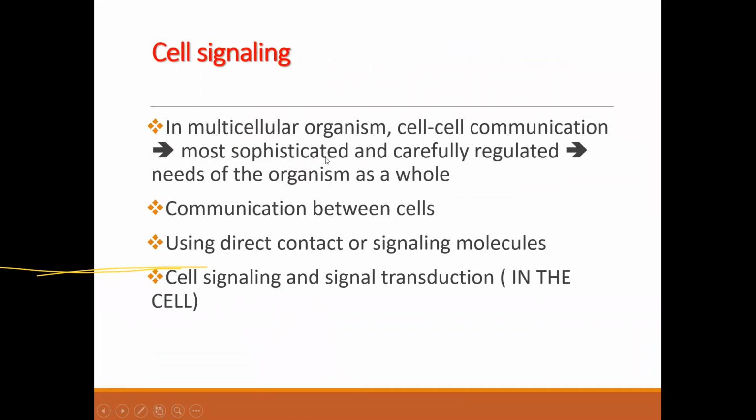The multicellular organism is quite sophisticated and complicated, so cell-cell communication is quite difficult compared to the unicellular organism. The communication is usually sophisticated and has to be carefully regulated to meet the needs of the organism as a whole. For communication between cells in a multicellular organism, they can use many methods. They can use direct contact to communicate with nearby or neighboring cells, or if the cell they want to communicate with is far away, they can use a signaling molecule.